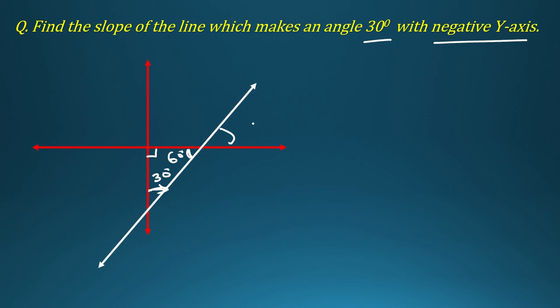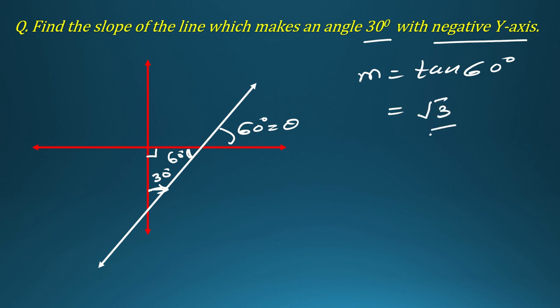So this will also be 60 because of the vertically opposite angle, or face to face angle. Okay. So the angle we want is 60 degrees. So m, the slope, will be equal to tan 60, and the value of tan 60 is root 3. So this will be the slope of the line.